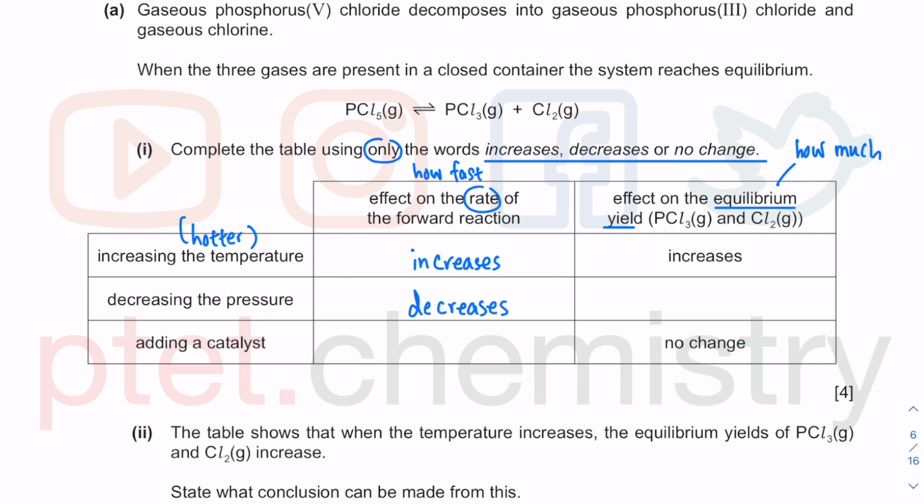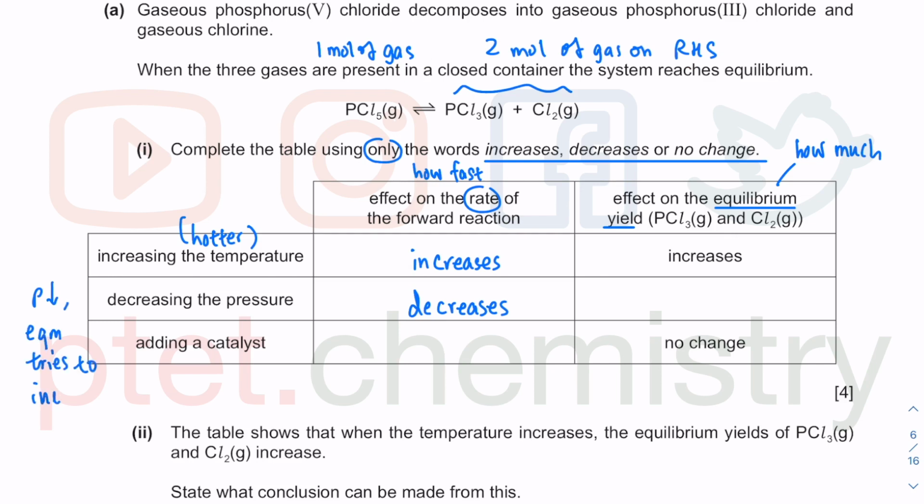In terms of the equilibrium yield, we can count 1 mole of gas on the left hand side, and then we have 2 moles of gas on the right hand side. So that means that you have greater pressure on the right hand side than the left hand side. So when pressure decreases, what will equilibrium try to do? Equilibrium tries to oppose the change. It tries to increase the pressure. And how do you increase the pressure? You will go to the side with more gaseous molecules. You will go to the right hand side because the right hand side has more gaseous molecules, 2 moles in total to 1 mole of gas on the left.